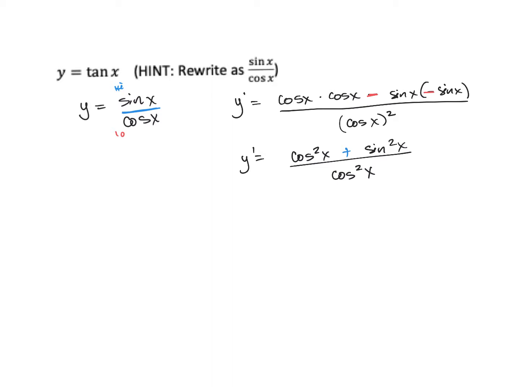So if you remember from your trig identities, this is what? That is 1. So we can rewrite this y prime as 1 over cosine squared x. And cosine squared x is the reciprocal of what? Secant. So really, this is secant squared x.